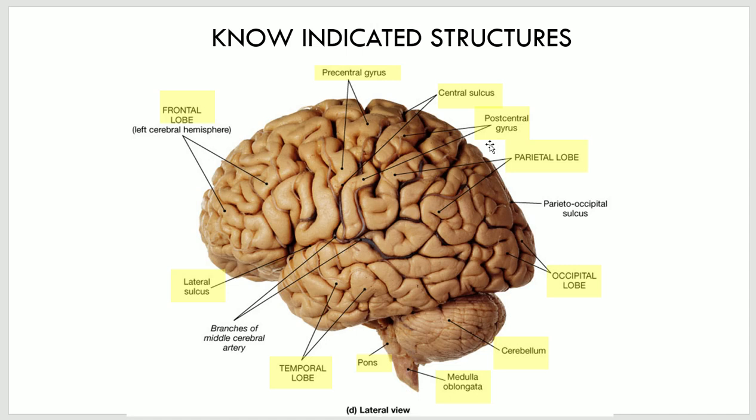What else do we have? Again, cerebellum is down here at the bottom. Then we have the brainstem. The medulla oblongata and the pons are both part of the brainstem. Medulla is right here, and then the pons looks like a little marble that sits on top of the medulla. And then the temporal lobe is right underneath that lateral sulcus, right here. This is the temporal lobe.